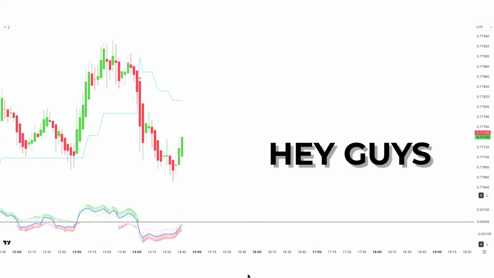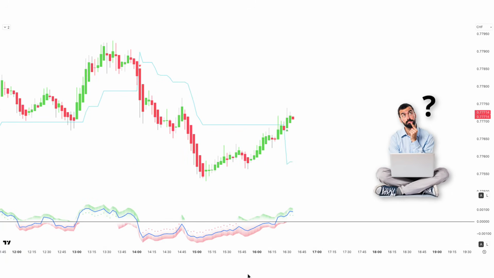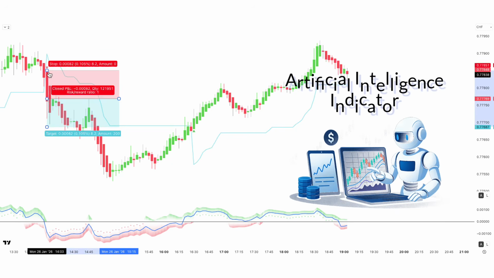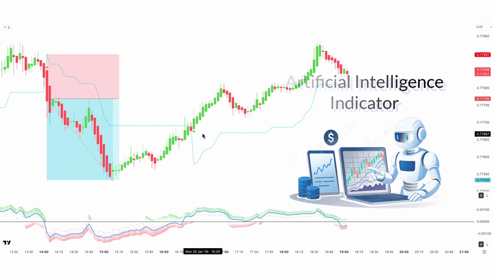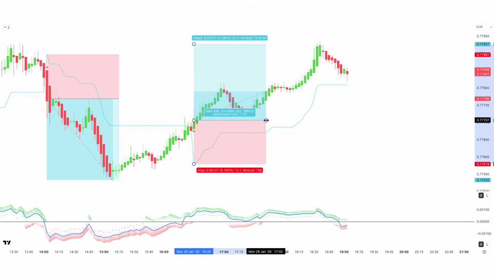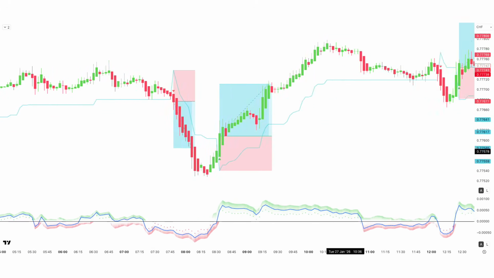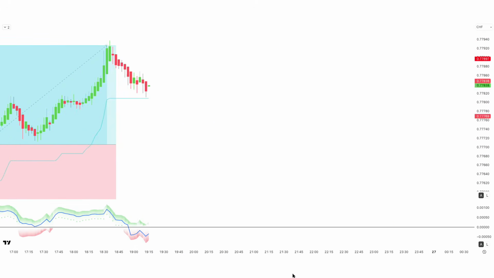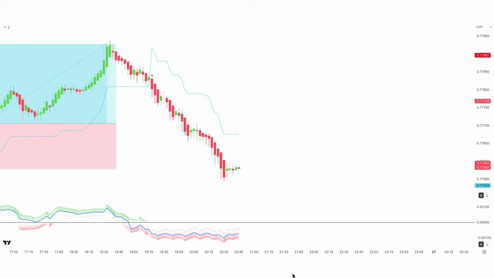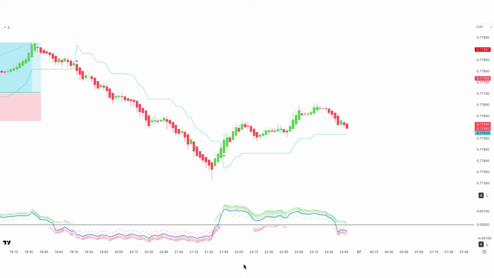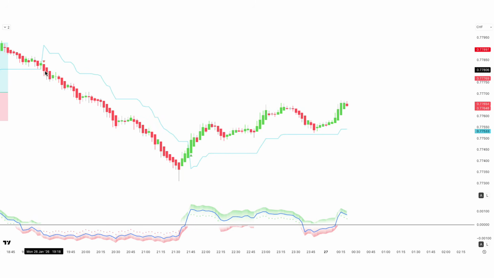Hey guys, you won't believe this, but what you're about to see might completely change how you look at trading. I came across this artificial intelligence indicator, and at first, I thought it was just another hype tool. But when I tested it on live charts, the results were something else. It wasn't just giving random signals, it was marking precise buy and sell zones with incredible timing, almost like it already knew what the market was about to do.